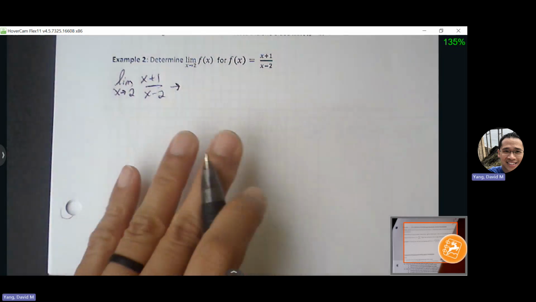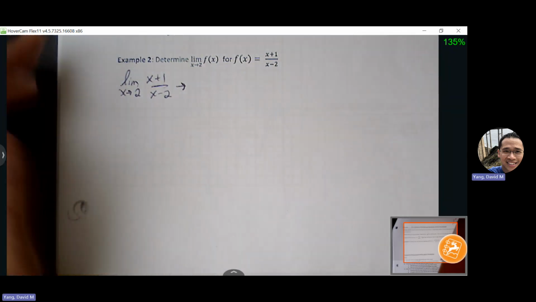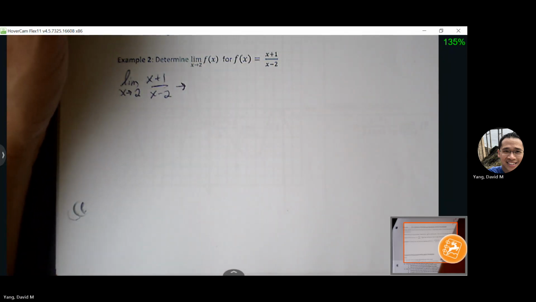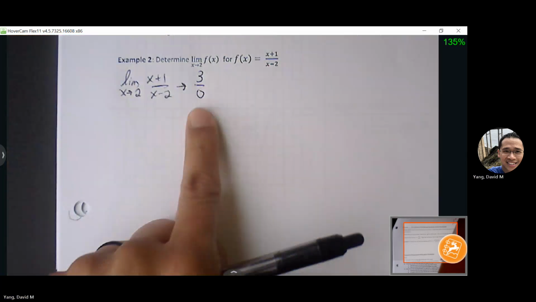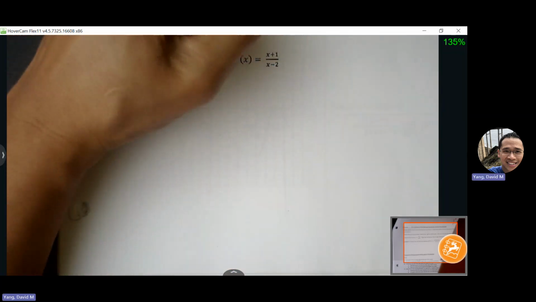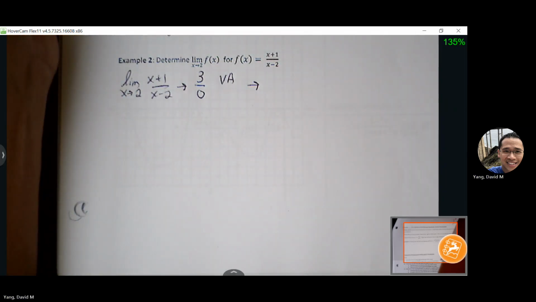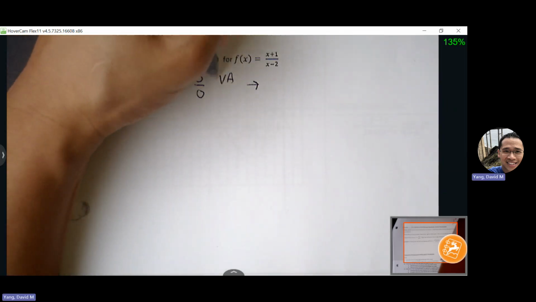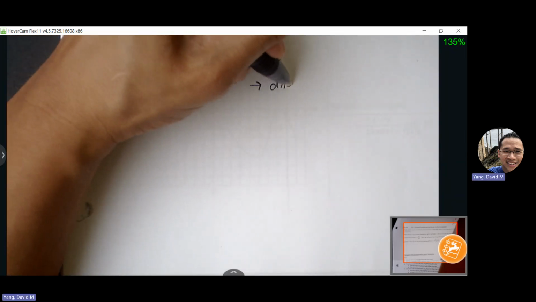Okay, this is an algebraic limit. We're approaching a real number. What's our first step? Yeah, direct substitution. We get 3 over 0. What does that tell us? That there's a what there? A vertical asymptote. Therefore, the limit... What do we know about our limit if there's a vertical asymptote? Does not exist, right? So that's our answer.